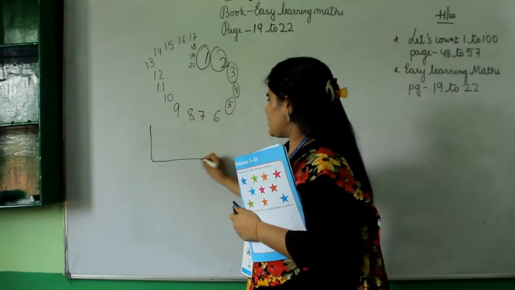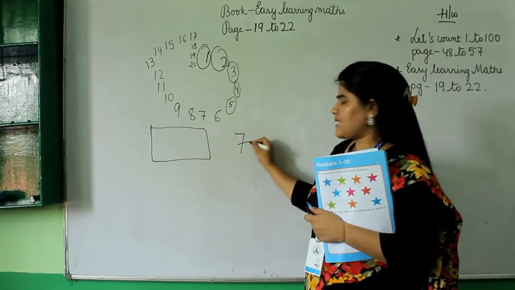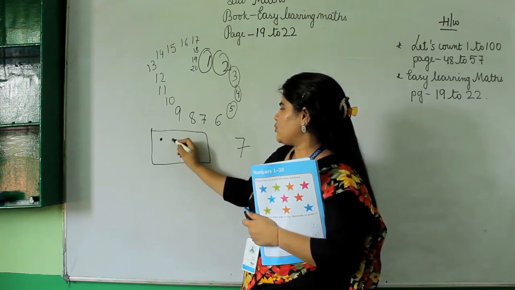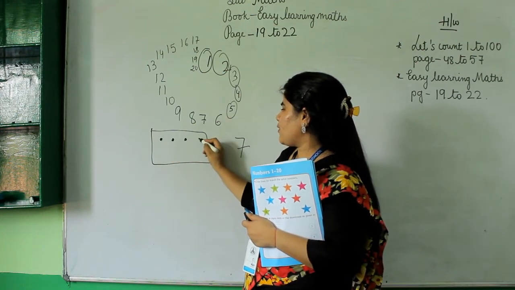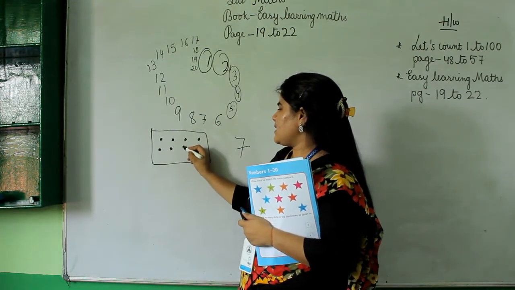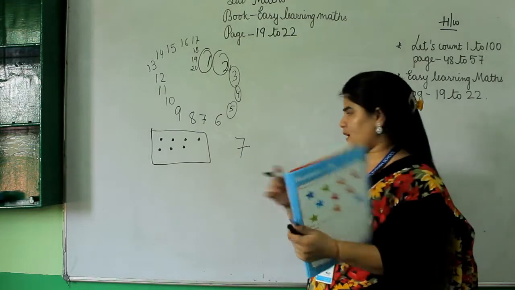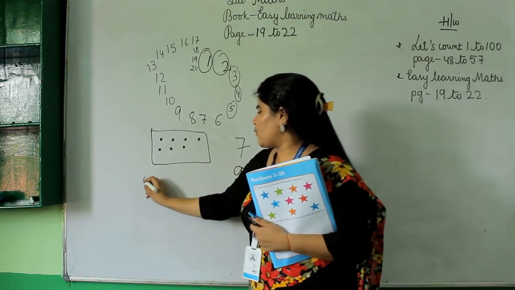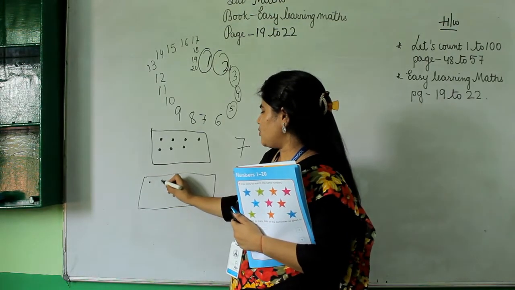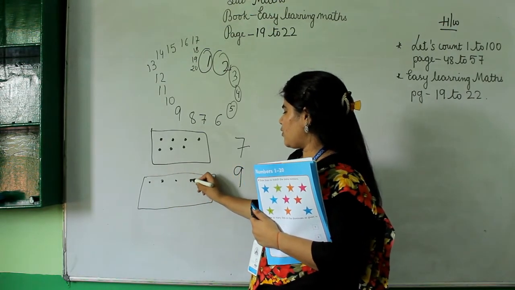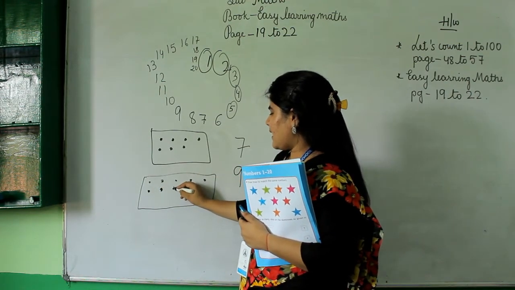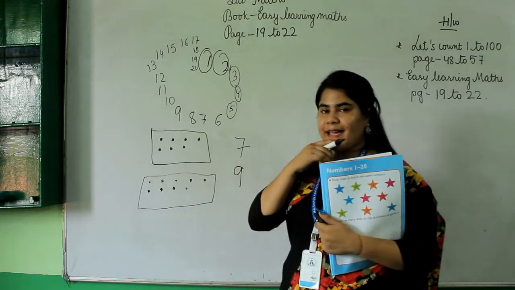There is a domino, right? This is a box and it's written number 7 here. So you have to make dots like 1, 2, 3, 4, 5, 6 and 7. And the next one is 9. So what you will do, you will make 9 dots. 1, 2, 3, 4, 5, 6, 7, 8, 9. In this way you will do it.